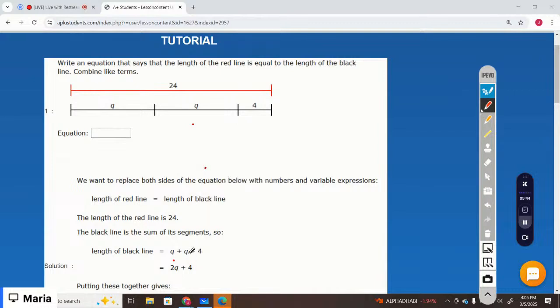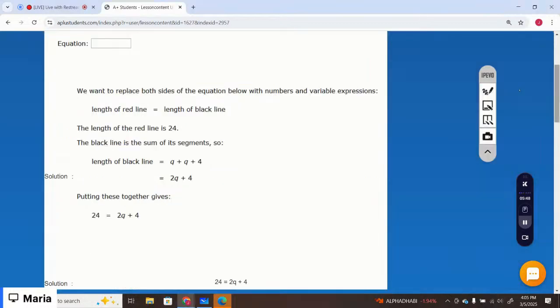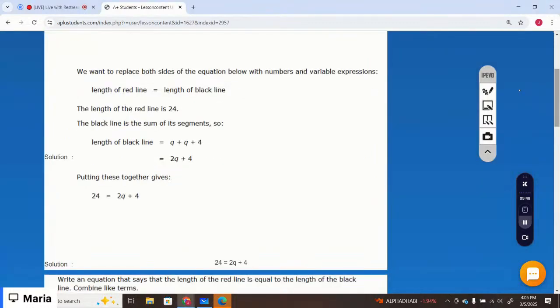Then you have to collect the like terms. q plus q makes 2q. So 2q plus 4 equals 24. 2q plus 4 is the length of the black line, and 24 is the length of the red line. That is 2q plus 4 equals 24.